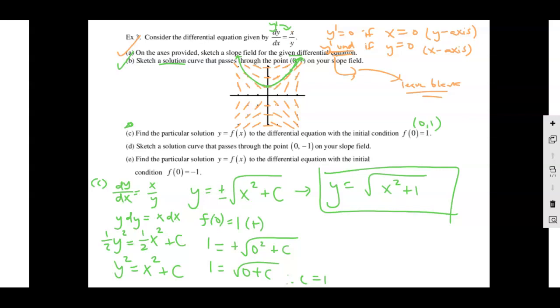We have the positive root of x squared plus 1. Now let's do this same process. I like to do my little checks. That part's done, right? Very good. Now let's go through and do the same thing, but for a different point. Let's go through the point 0, negative 1, which would be right here.